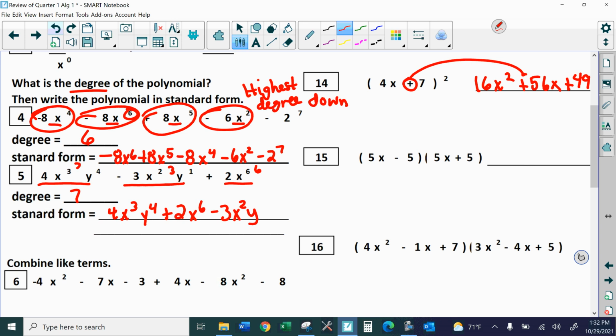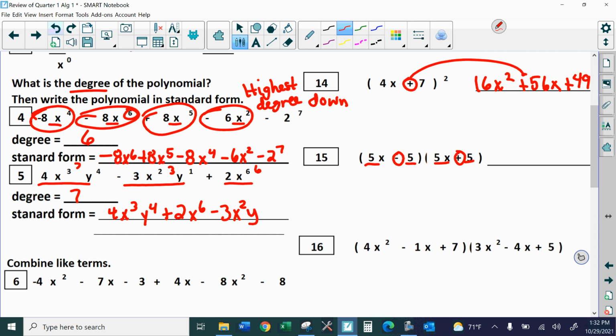All right, 15. Again, I have two binomials I'm multiplying together. You can, every time if you want, do the vertical method or the box method, but again, this one has a shortcut. The reason it has a shortcut is because the 5x and 5 and 5x and 5 are the same. The only thing that is different is one's a plus and one's a minus right there.